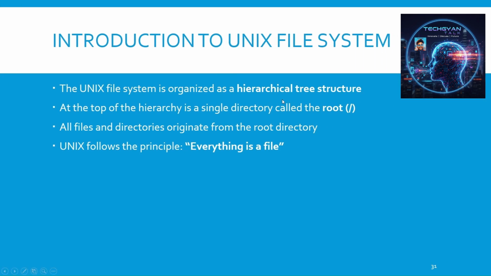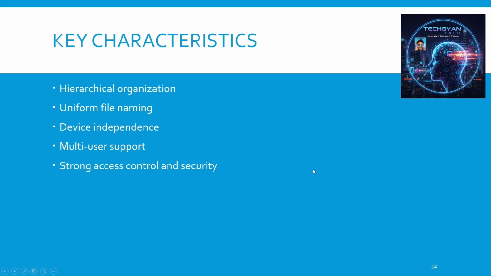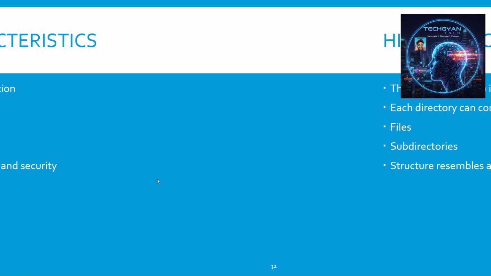Introduction to Unix file system. The Unix file system is organized as a hierarchical tree structure. At the top of the hierarchy is a single directory called the root, slash. All files and directories originate from the root directory. Unix follows the principle everything is a file. Key characteristics: hierarchical organization, uniform file naming, device independence, multi-user support, strong access control and security.